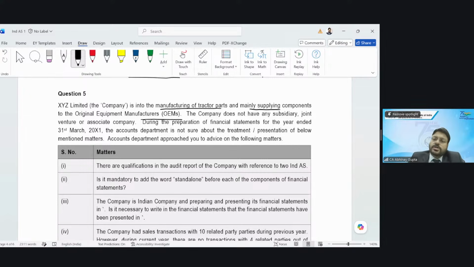The company does not have any subsidiary, joint venture, or associate company. During the preparation of the financial statements for the year ended 31st March 2001, the accounts department is not sure about the treatment and the presentation of the below mentioned items. The accounts department approached you as an accounting expert for advice on the following matters, right?